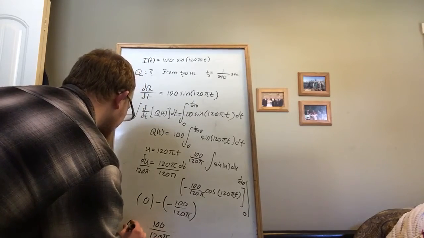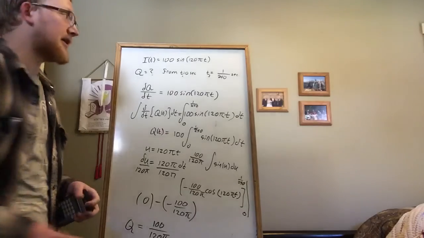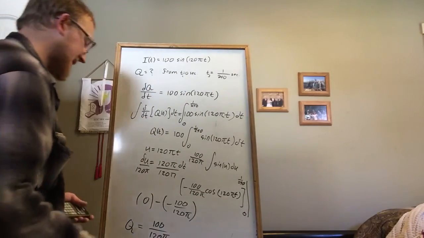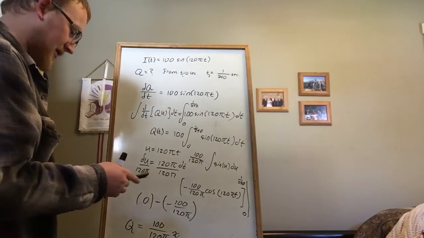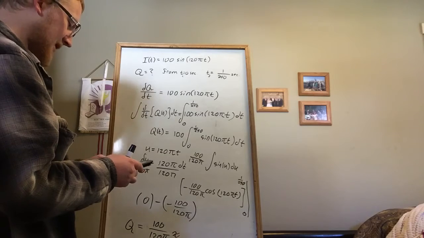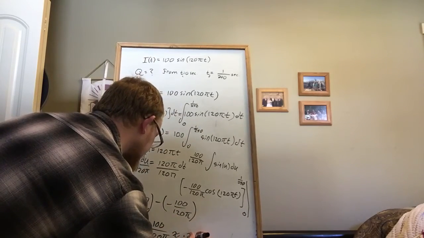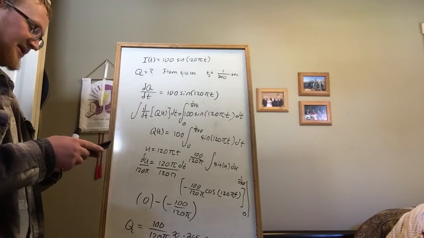And so that's going to be our charge that has flowed through this circuit from time equals 0 to time equals 1/240th of a second. And maybe we'll even round it out. 100 divided by 120 divided by pi is roughly 0.265 of a coulomb.